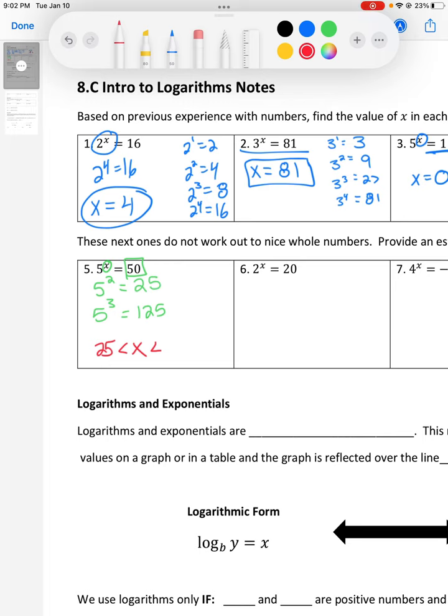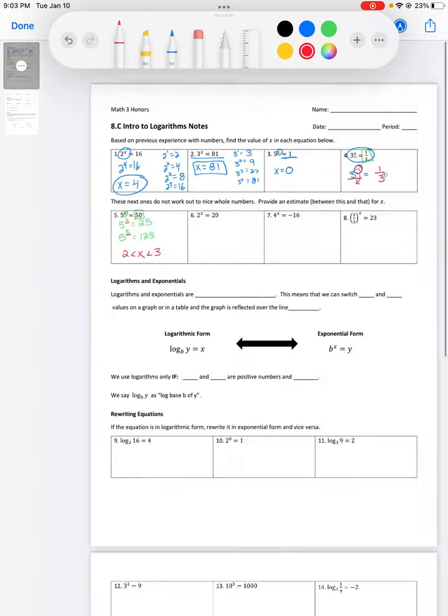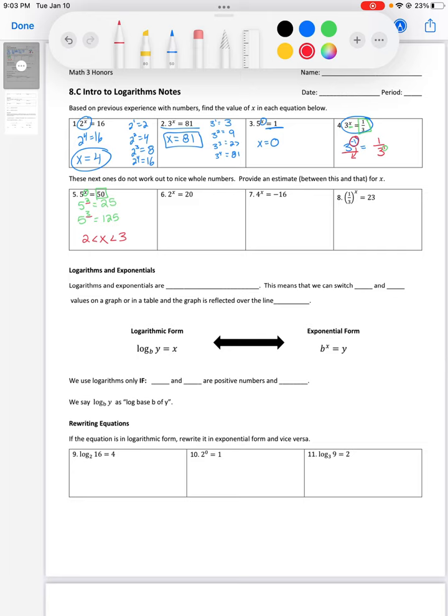So that means x has to be in between 2 and 3, right? Because we're looking at the exponents. Okay, so you're going to give an estimate because it's going to be a decimal. It's going to be 2 point something to get us to 50. So I want you to try that with the next ones to see if you can find an estimate of where it would fall. So you can pause it right now.